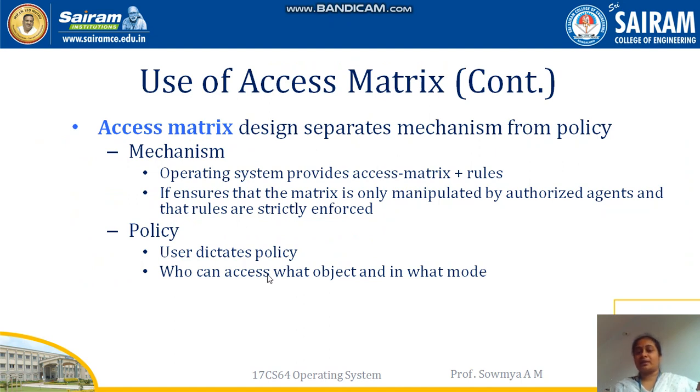So, use of the access matrix. The access matrix design separates mechanism from policies. We have two types of protection: one is protection mechanism, next one is protection policy. In protection mechanism for the access matrix, the operating system provides the access matrix plus rules. It ensures that the matrix is only manipulated by authorized agents and that rules are strictly enforced. Policies are user dictated policies on who can access what objects in what mode.